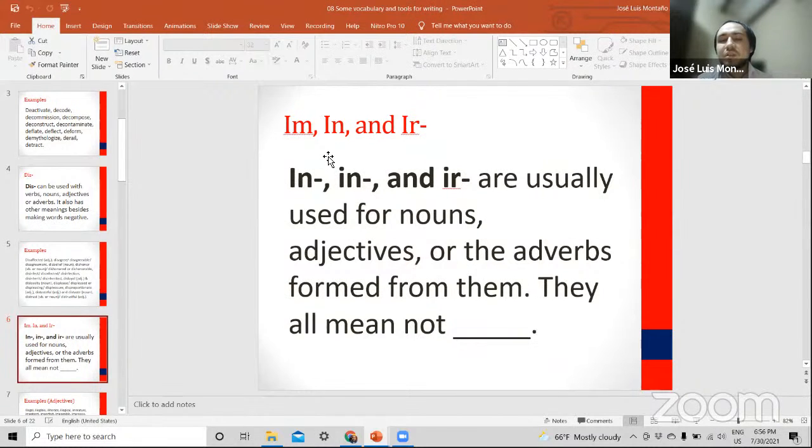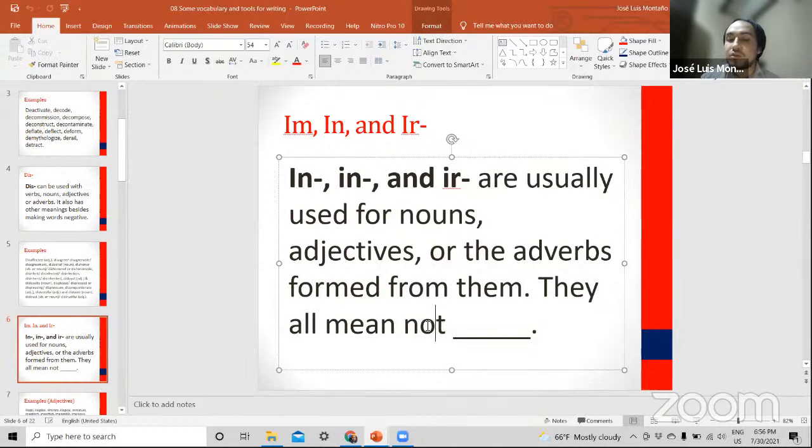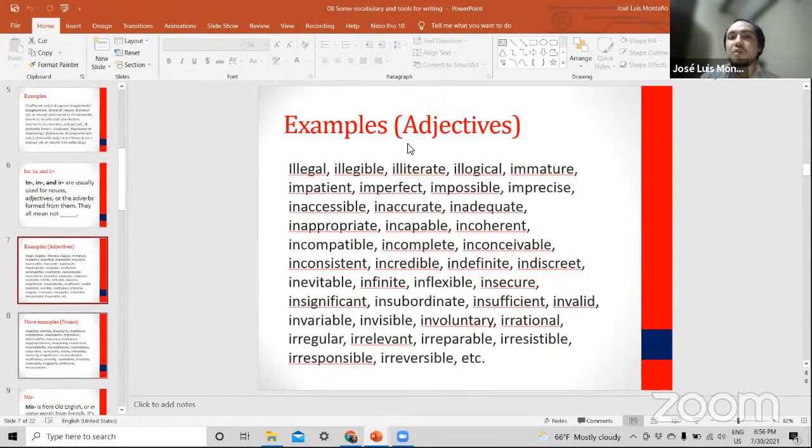Right, then you have something that comes from, right, impossible: in, im, or ir, right? So we have im, in, and ir. The way they're used in words, they are usually used for nouns, right? Adjectives and adverbs formed from them. They all mean not and the word, right? Again, as the previous one, it only gives the negative idea, but of course you don't write this not. That's the benefit.